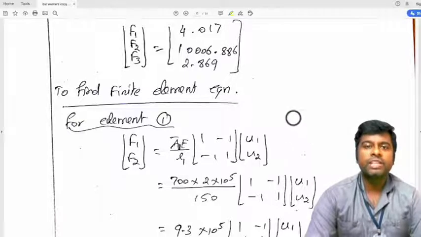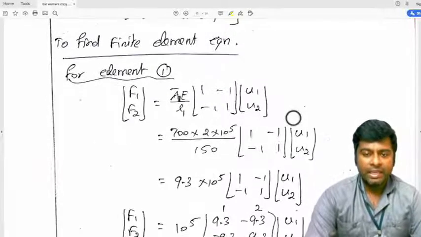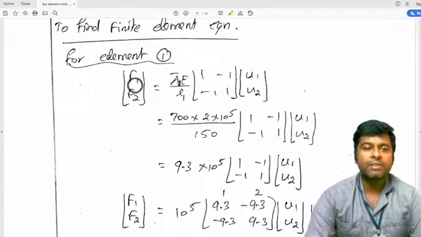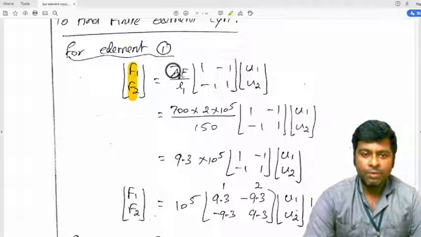Next we find the finite element equation for elements 1 and 2. The general finite element equation is F equal to Ku, where F is the body force vector, K is the element stiffness matrix, and U is the displacement. Expanding that formula, the finite element equation for element 1 is F1, F2 equal to A1 bar E1 by L1.